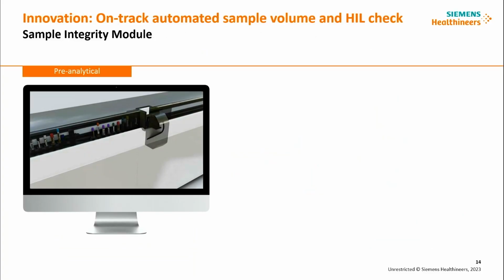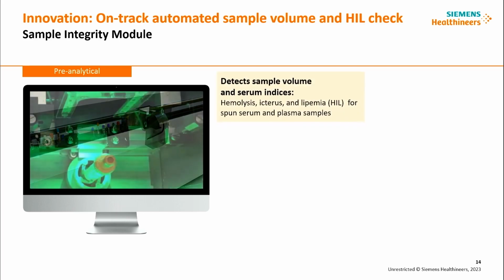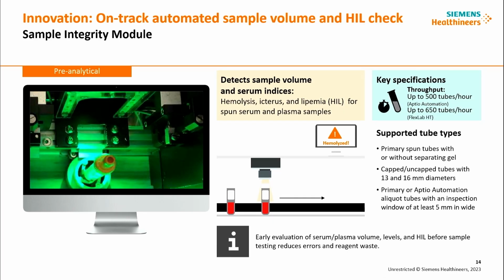Here I would like to introduce our new module that was available on the market only from one provider, but now it's available for Siemens. It's the sample detection module that will be placed on the track, and it's responsible to detect the sample volume and the serum indices with a throughput of 500 tubes per hour, and it's working on optical technology with the accuracy of 99%. And we can place an unlimited number of modules based on the workload and the activity.